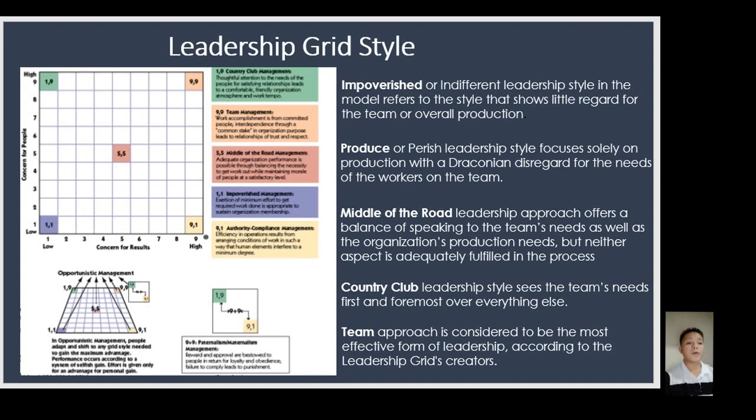The leader who follows this path may see high attrition rates due to their need for control and neglect of the team's needs. The third is the middle of the road leadership approach, which offers a balance of speaking to the team's needs as well as the organization's production needs, but neither aspect is adequately fulfilled in the process. This may lead to average and below average results in team performance and satisfaction.